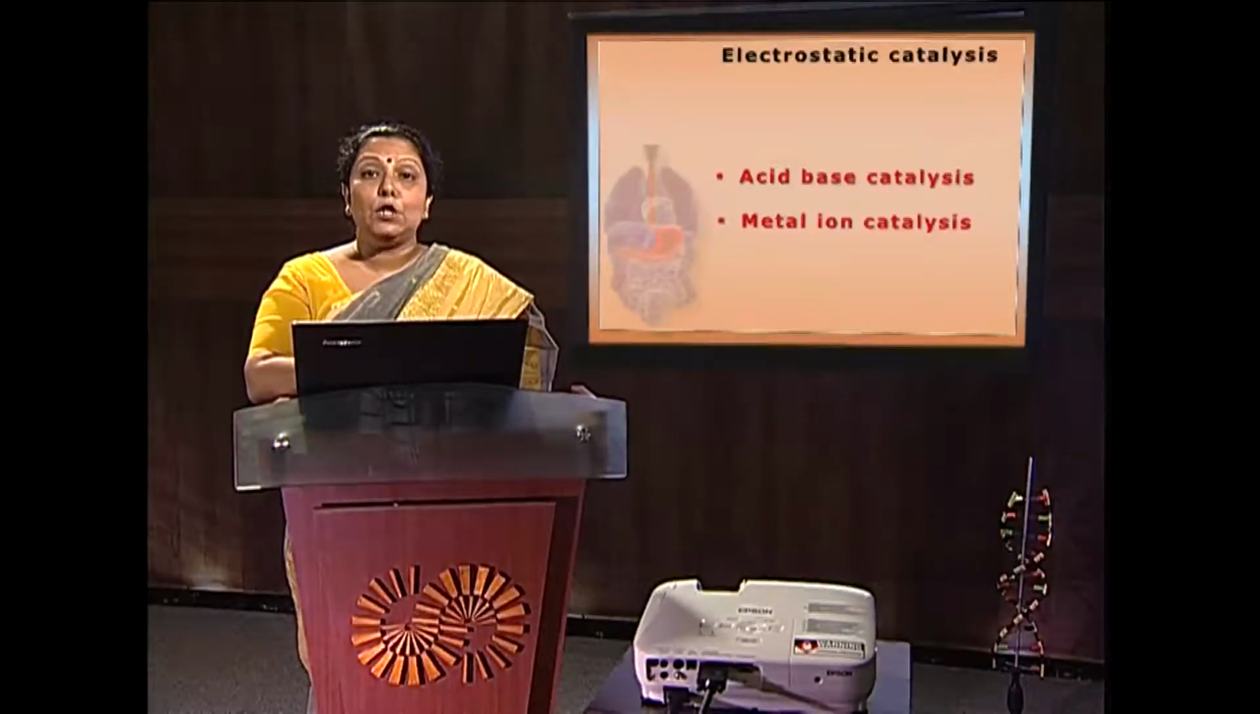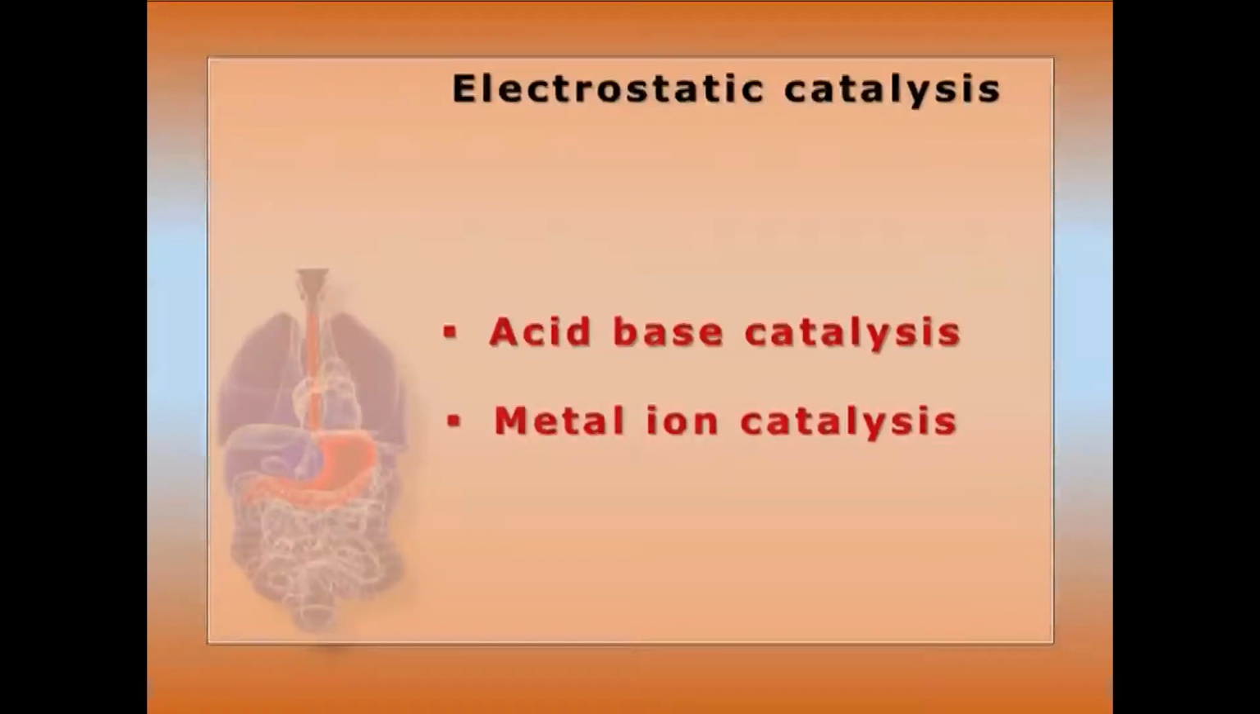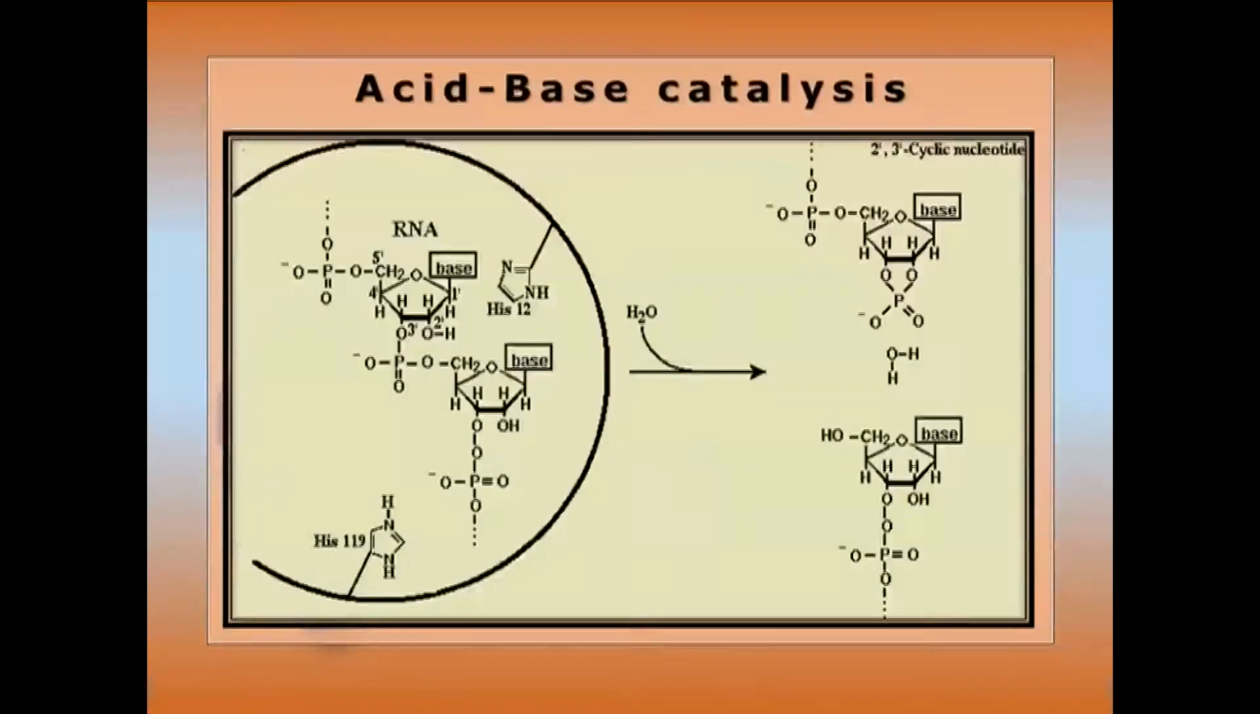Electrostatic catalysis. By formation of ionic bonds, which help to stabilize the transition state configuration. That may be possible via acid-base catalysis or metal ion catalysis. Acid-base catalysis, once again, the ionic form stabilizes the transition state. That may be specific or general acid-base catalysis.